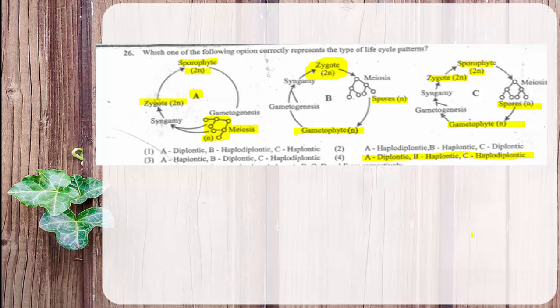Depending on number of haploid and diploid stages, in the diplontic life cycle, only the gametes are in the haploid condition. In the haplontic cycle, the gametophyte and spores are in the haploid condition and only zygote is in the diploid condition. Here, equal proportion or equal number is observed. Two haploid structures and two diploid structures. So, C represents a haplodiplontic life cycle. So, the right option for this question is option 4.